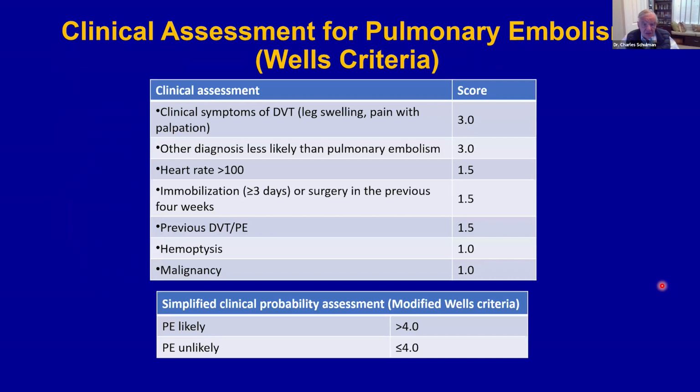These are what's called Wells criteria, used mostly for ruling out PE. The items on the score are symptoms of DVT, whether another diagnosis is less likely than pulmonary embolism, tachycardia, immobilization, previous DVT or PE, and malignancy. If the score is greater than 4, PE is likely. If it's less than 4, it's unlikely.